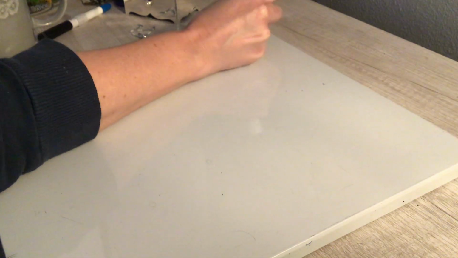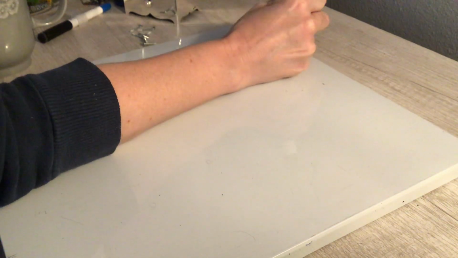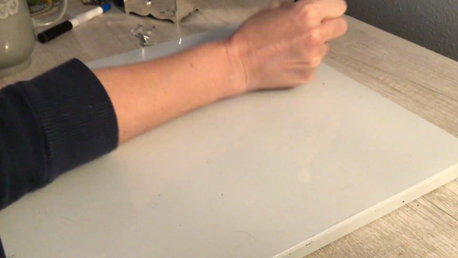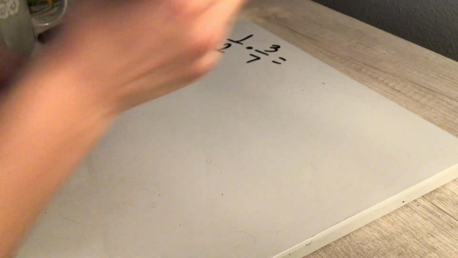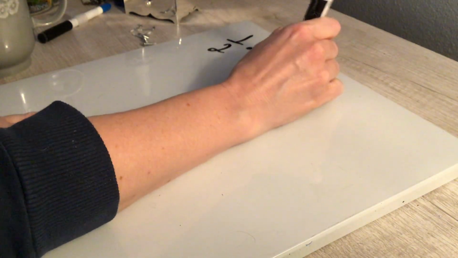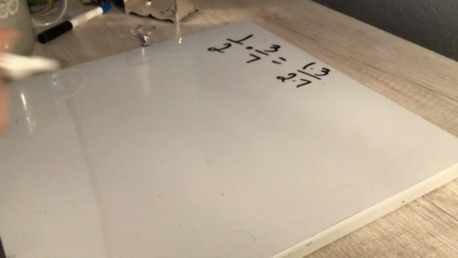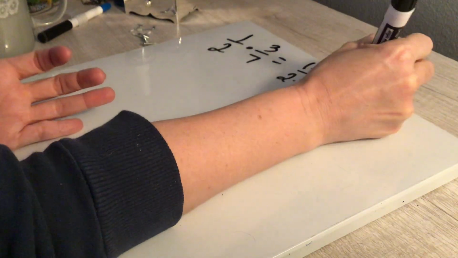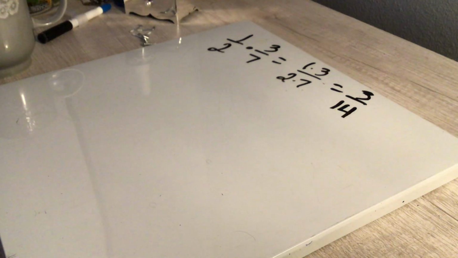So if we were going to multiply 1/2 times 3 over 7, right? You would just multiply the numerators and multiply the denominators, and then simplify if you could. So we would get 3 over 14, okay? It's going to be the same with rational expressions.